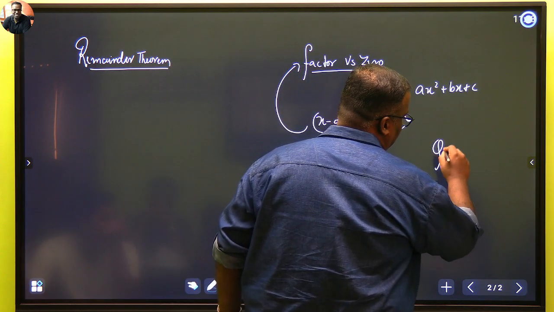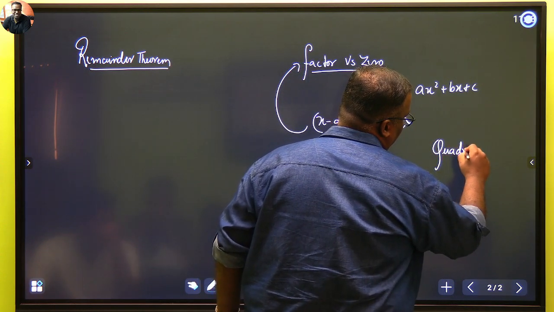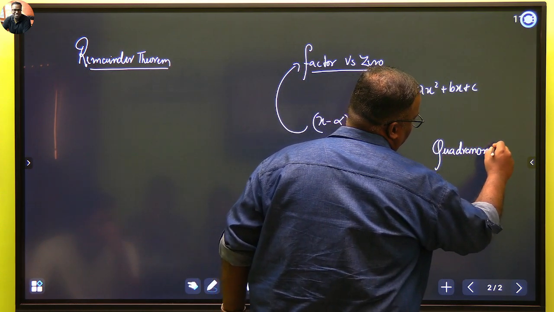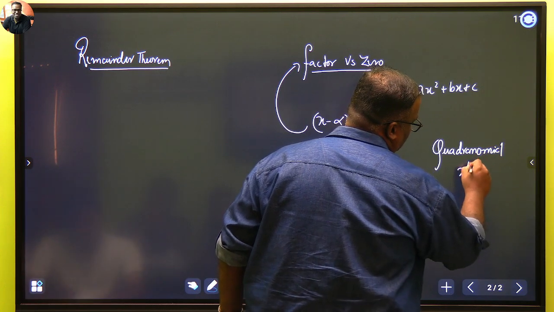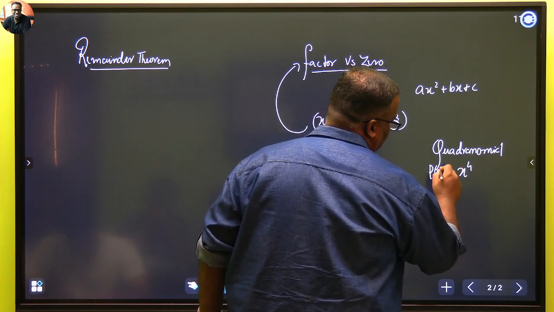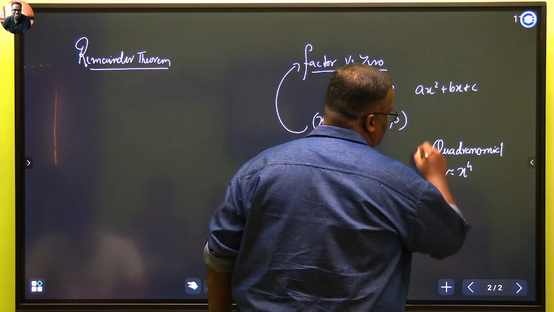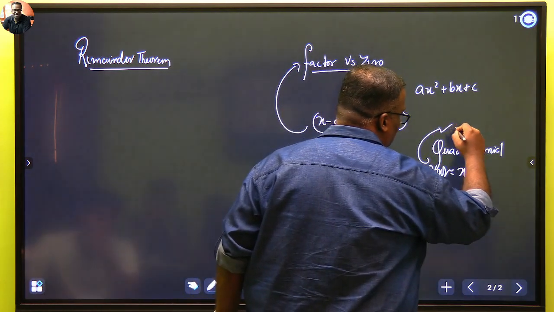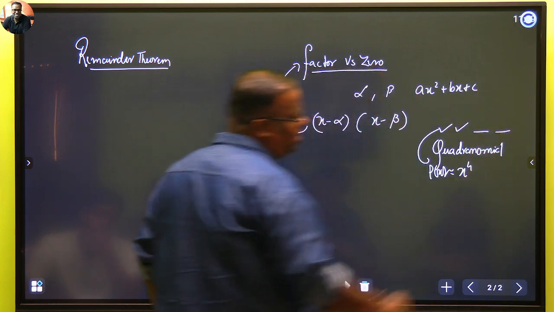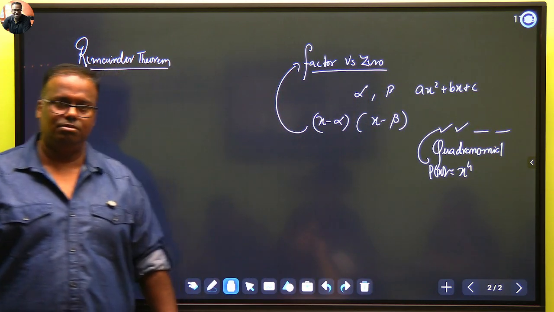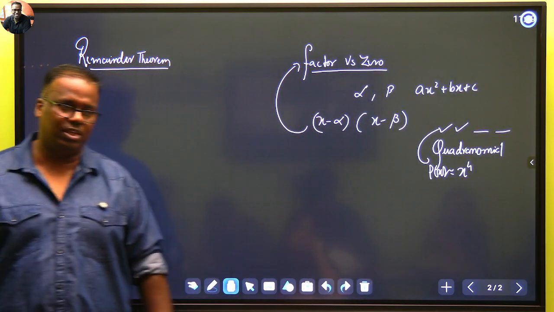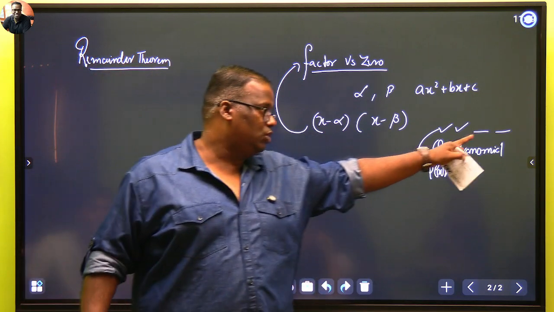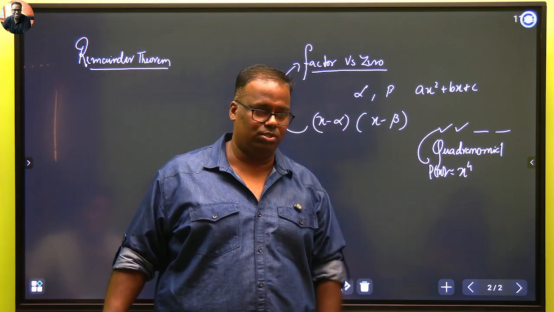See, they will give you a quadrinomial. Means this will be in x to the power 4 format. X to the power 4 means how many zeros you should have? 4 zeros. They will give you 2 zeros and 2 zeros they will leave blank. Have you understood? Yes. And then they will ask you, find these 2 zeros.